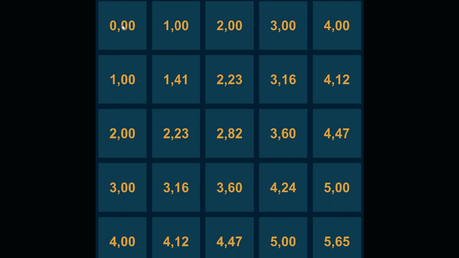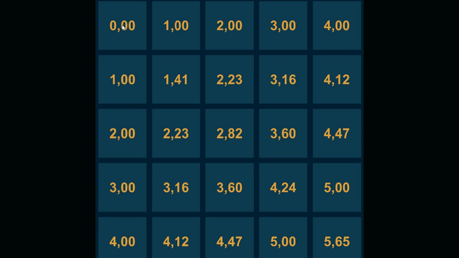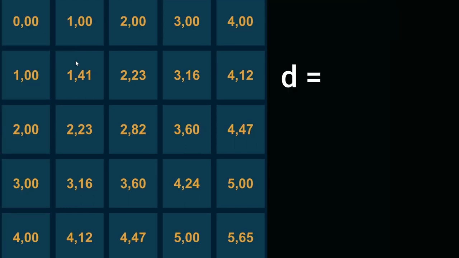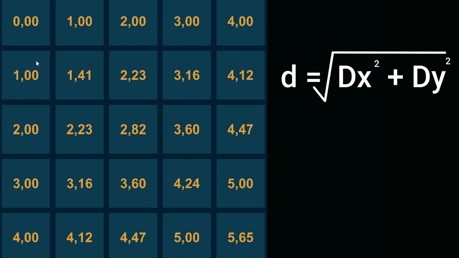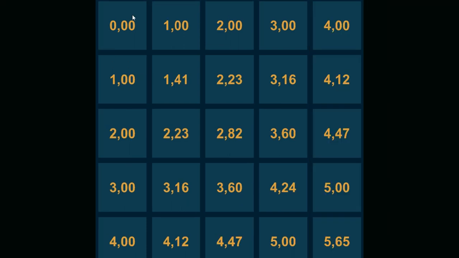In the first row, we find 1, 2, 3 and 4, because we are respectively at 1, 2, 3 and 4 squares apart from the top left section. The same can be said for the fourth column. What about the distance with the box right here? We must use the famous Pythagoras theorem. The distance can be calculated as the square root of the horizontal distance squared plus the vertical distance squared. By substituting into the formula the right numbers, we obtain the square root of 2, that is approximately 1.41, as shown. By repeating this process, we can compile all the cells of the matrix.